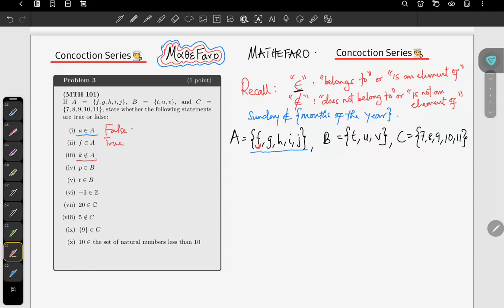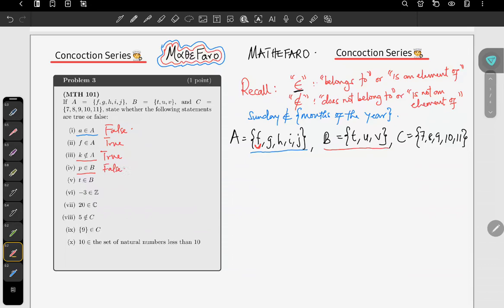The third one says K is not an element of A. Is K an element of A? The answer is no. So it means that the statement is true, because K cannot be found as one of the elements of A. The next one, P is an element of B. When we check the set B, we find out that P is not an element of B. It cannot be found as one of the members of the set B. So that statement is false.